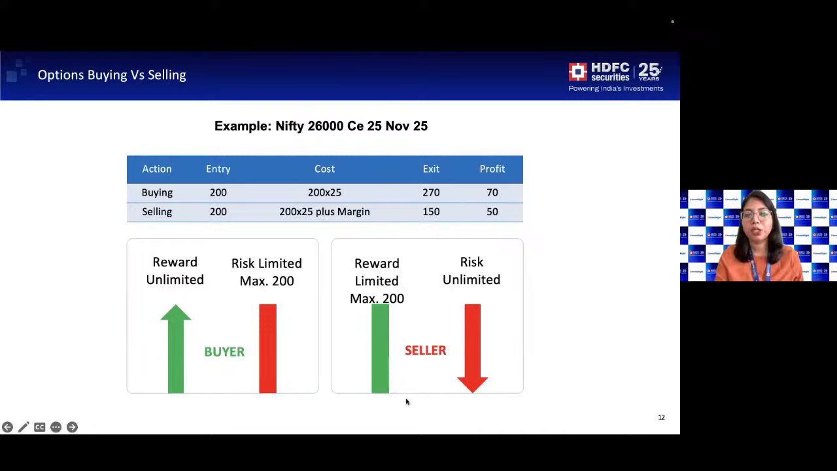Now about the option seller or the short seller: you make a profit when the premium goes down, right? So what is your reward over here? You have sold it at 200, so the maximum reward is limited, that is 200 points. Maximum it can go to 0. That is the premium decay that's happening, that is the maximum you can gain.